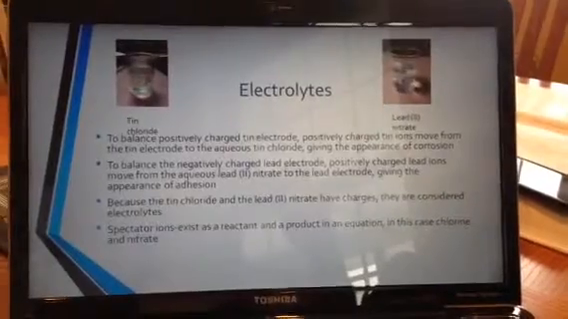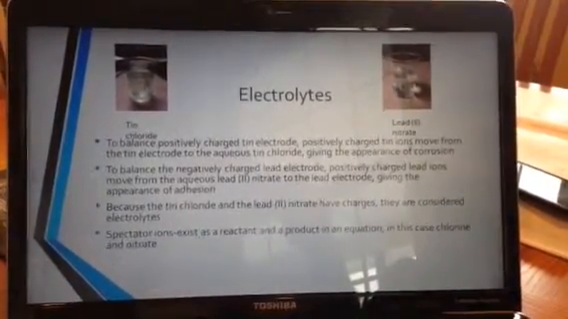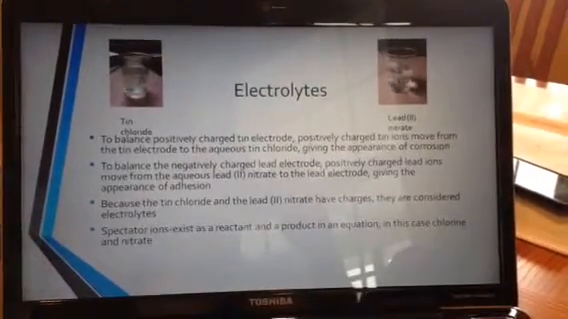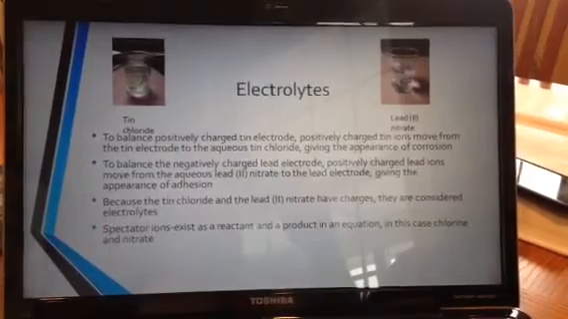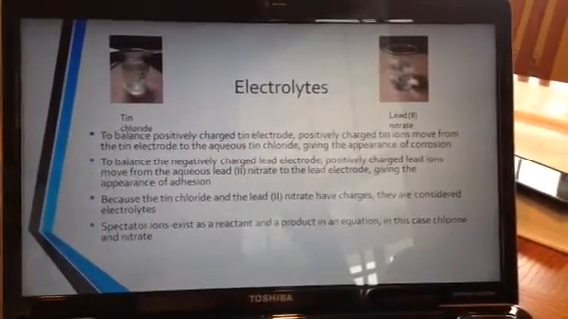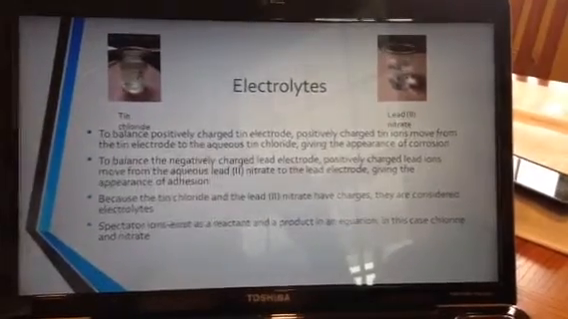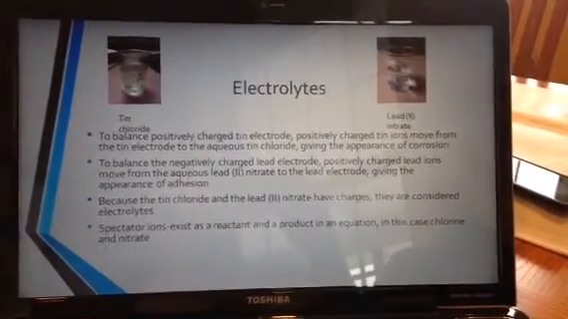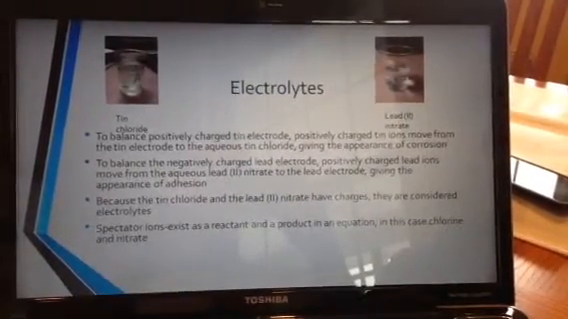Electrolytes play a very important part in our battery. To balance the positively charged tin electrode, positively charged tin ions move from the tin electrode to the aqueous tin chloride, giving the appearance of corrosion. To balance the negatively charged lead electrode, positively charged lead ions move from the aqueous lead 2 nitrate to the lead electrode, giving the appearance of adhesion.